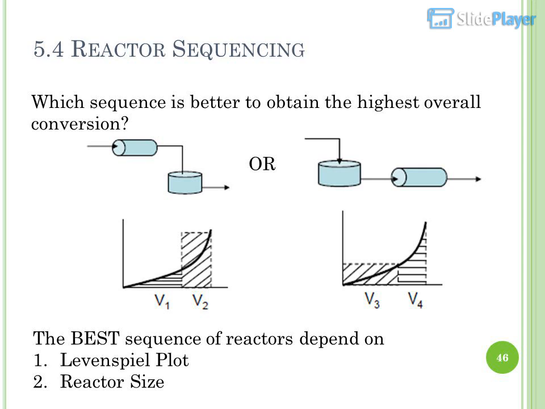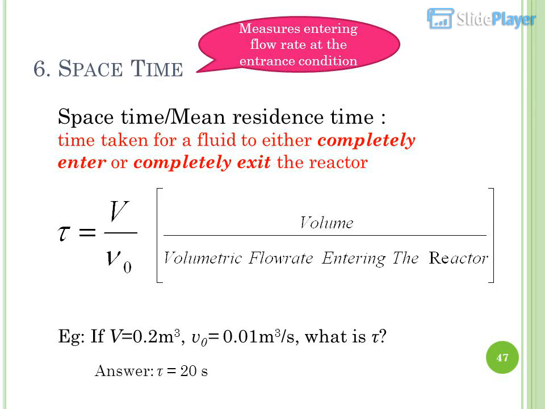Reactor size. 6. Space-time measures the entering flow rate at the entrance condition. Space-time, or mean residence time, is the time taken for a fluid to either completely enter or completely exit the reactor. For example, if V equals 0.2 cubic meters and v0 equals 0.01 cubic meters per second, what is tau? Answer: tau equals 20 s.